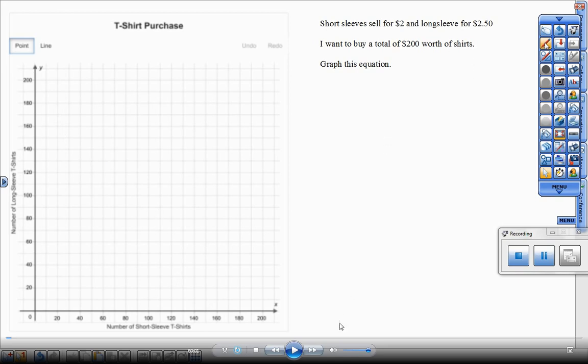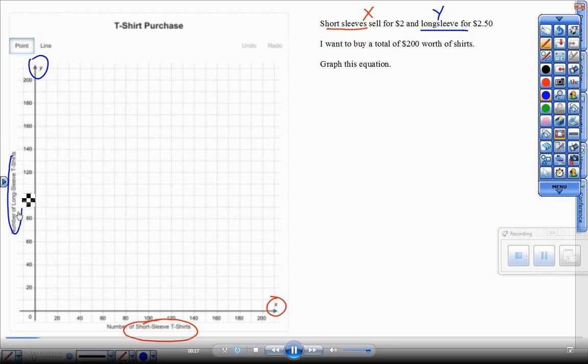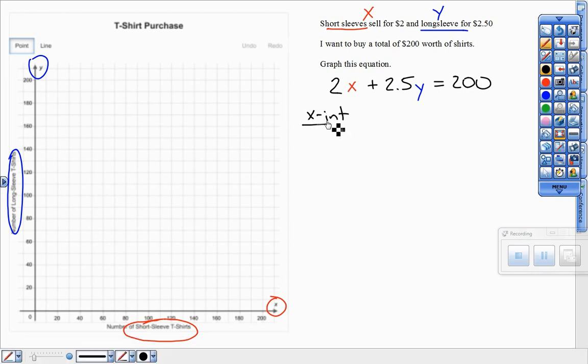But again, with this equation, I want you to see that the first thing listed is going to be the x value or the independent variable, the x-axis numbers, the numbers you have control over. The second value is the dependent value, the y-axis numbers, long sleeve. So to set this up, we'd set it up as $2 for each short sleeve plus $2.50 for every long sleeve y, and you want that to equal 200. So we want you to do this by finding the x and y intercepts and plotting a line through them.